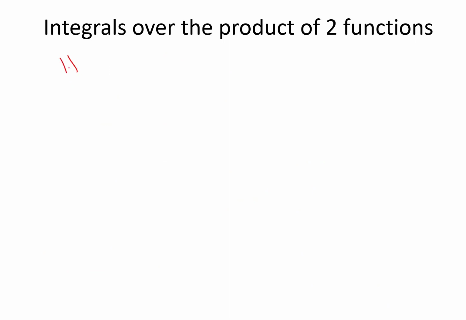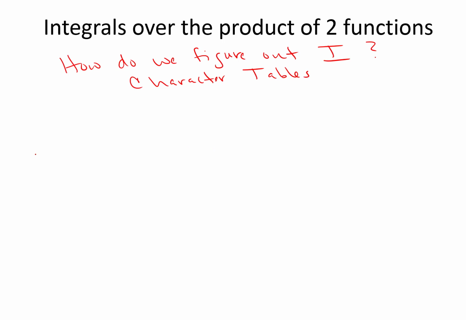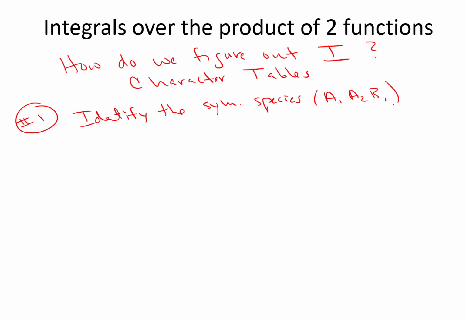So now we want to ask ourselves, how do we figure out I? How do we use character tables to do that? We've got a couple steps. Step number one is to identify symmetry species. And remember that symmetry species are just your A1s, your A2s, B1s, etc., of the individual function.